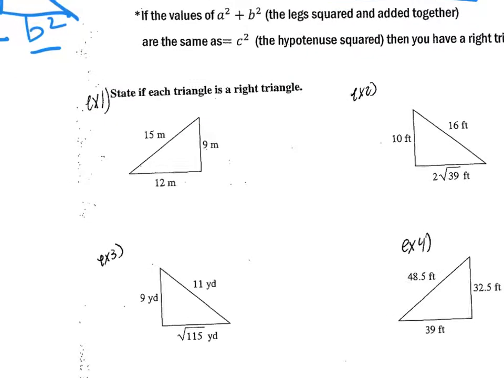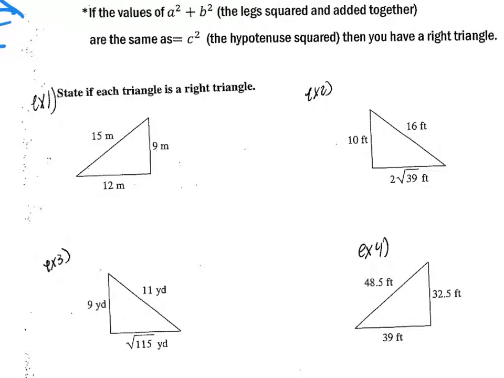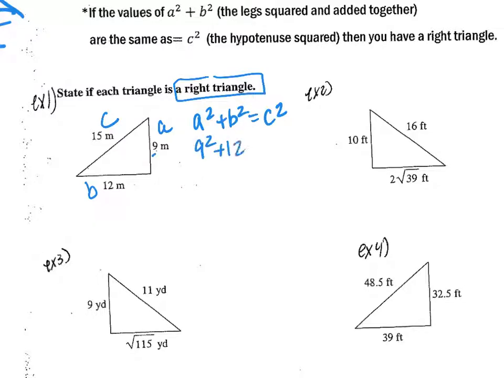So just to show you, example 1, state if each triangle is a right triangle. So label your triangle first. We've got A, B, and C always. And we want to prove if a squared plus b squared does equal c squared. Okay, so let's see what a squared plus b squared is. So 9 squared plus 12 squared. I'm going to put that in the calculator. 9 squared plus 12 squared is 225.